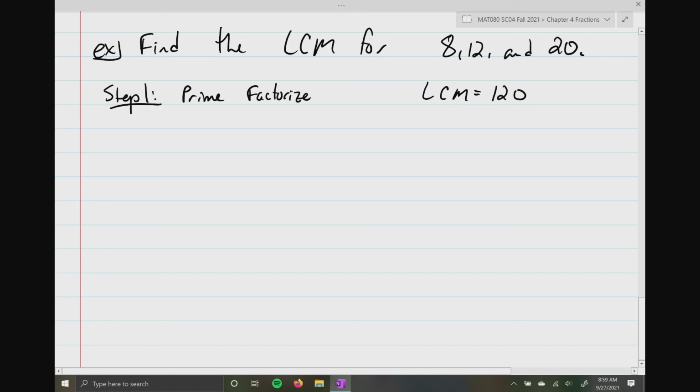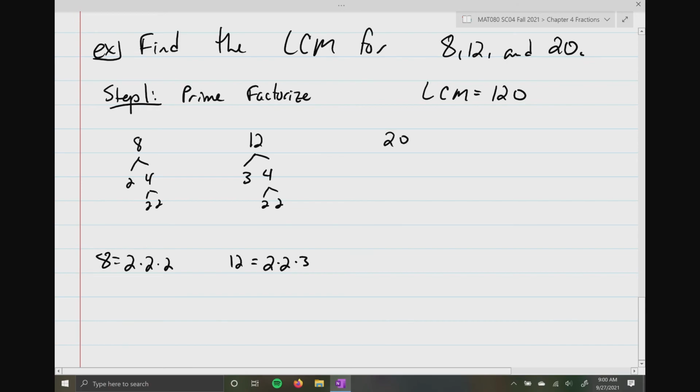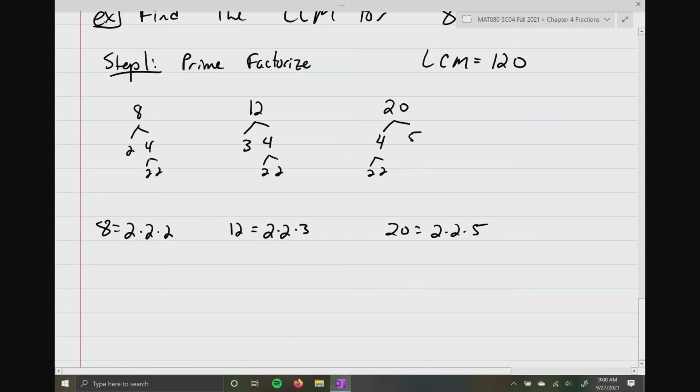Now, let's break it down. Step 1, prime factorize everything. 8 is going to be 2 times 2 times 2. I'll write it underneath here. 12, we do 12 a lot, so hopefully we have that one kind of memorized. 2 times 2 times 3. 20 is 4 times 5. And we could break that down into 2 times 2. So 20 equals 2 times 2 times 5. So now I'm just going to stack them on top of each other. We'll do both methods here.